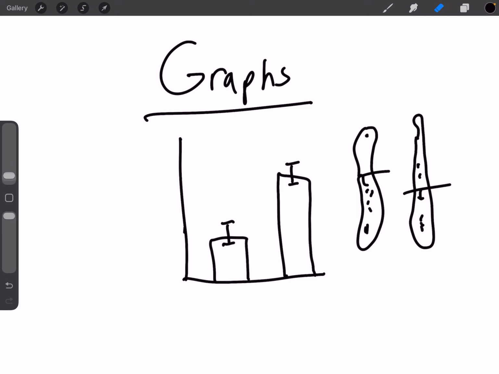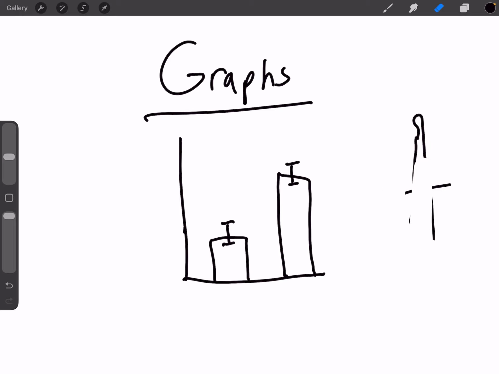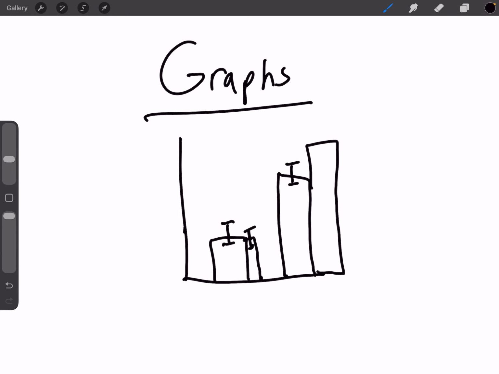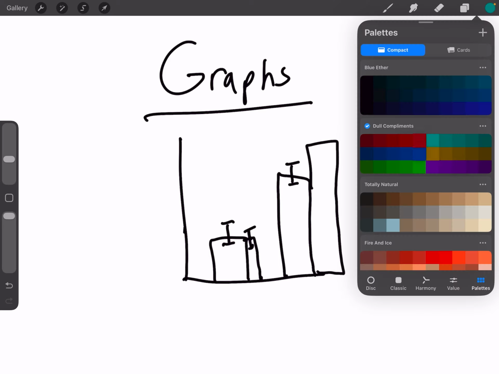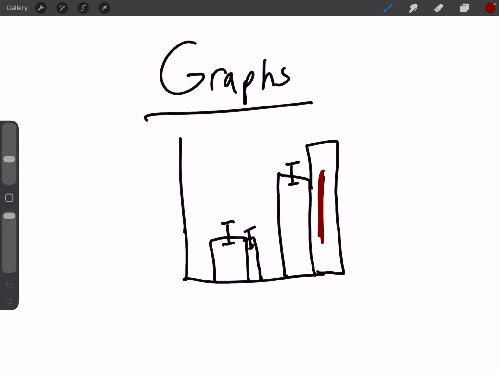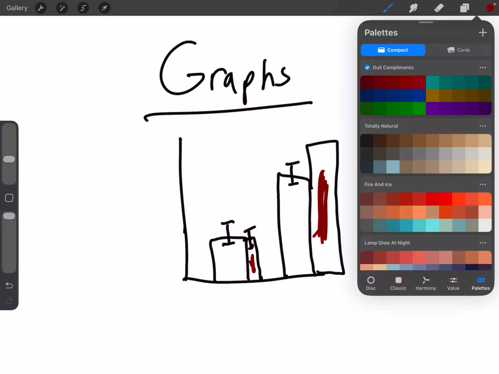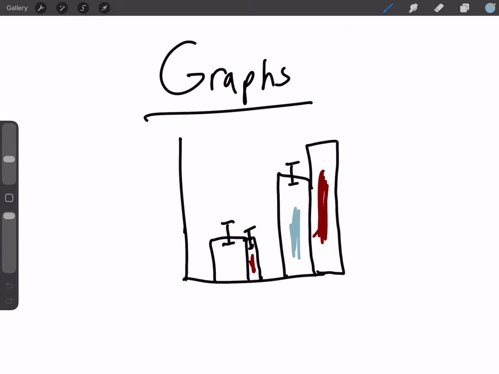I can't show you every one because there's just so many to cover, but these are the basics. The annotation is going to be the same. So first off, you might have different colors. Like for here, maybe let's say they used red over here. And then the other one, they used this light blue.